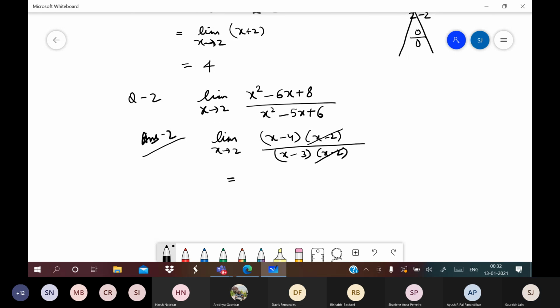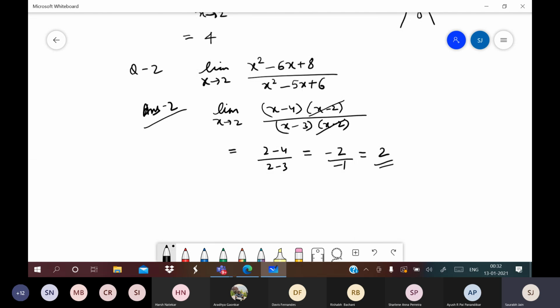Then once the common factors are cancelled, you are supposed to put the value here. That is (2 minus 4) upon (2 minus 3). So 2 is the correct answer, okay? But first you make sure that all the common factors are cancelled. Only then you put this value. Let us try the next question.